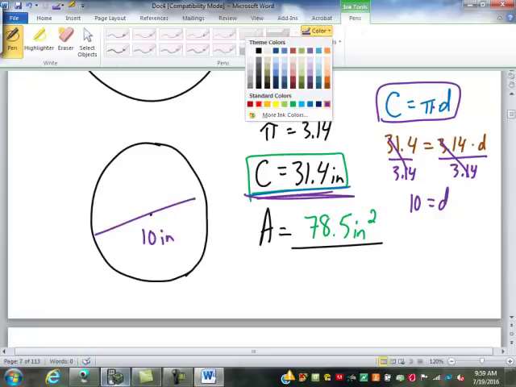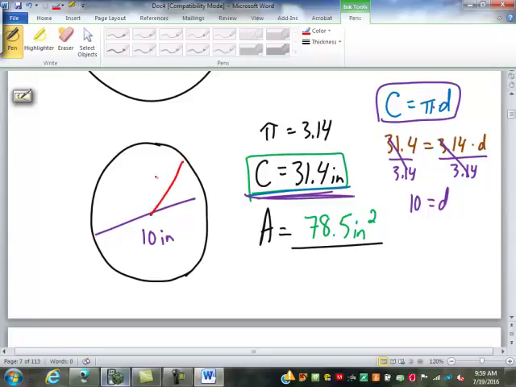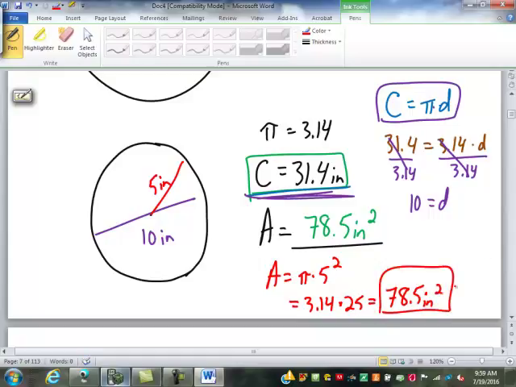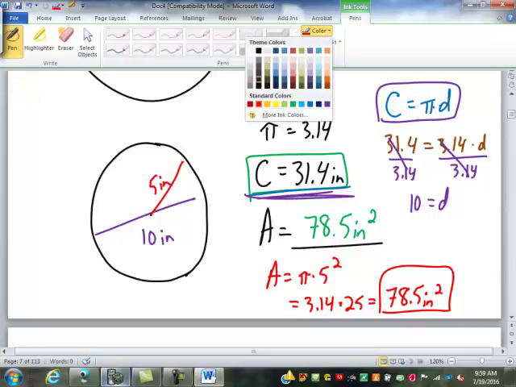Now I don't want my diameter, I want my radius for my area, which will be 5 inches. So that'll be pi times 5 squared, or 3.14 times 25, which is 78.5 inches squared. Good job. Any questions?